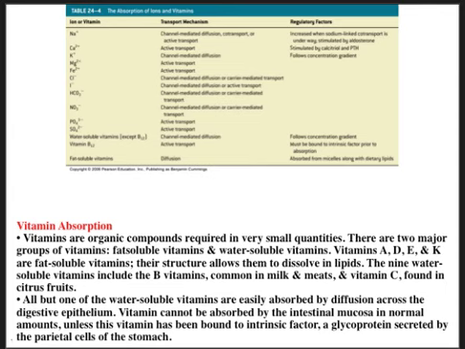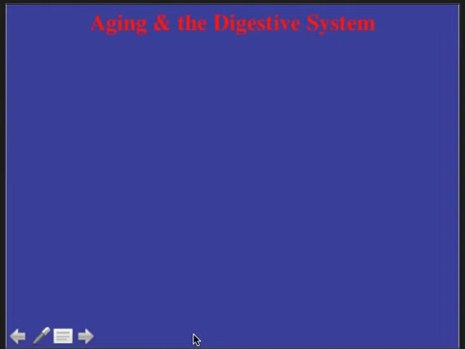Vitamin B12 can't be absorbed by the intestinal mucosa in normal amounts unless it has been bound to intrinsic factor, which is a glycoprotein secreted by the parietal cells of the stomach. And the vitamin we're talking about here is vitamin B12. Okay? A lack of intrinsic factor results in a lack of vitamin B12 in the blood, and vitamin B12 is vital for the synthesis of hemoglobin, and this results in a condition known as pernicious anemia. Okay? Pernicious anemia.